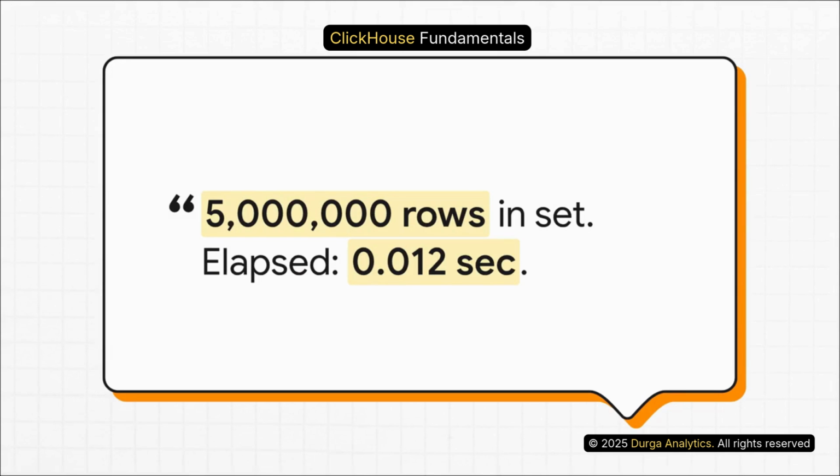And this is the final result. Just look at that timing, 12 one-thousandths of a second. This is the direct result of every smart design choice you made at the beginning. The merge tree engine, the partitioning, that all-important order by key, and those low cardinality types. You just ran complex aggregations across 5 million rows, and the answer came back before you could blink. This is the power of ClickHouse. It turns analytics from a waiting game into a real-time conversation with your data.